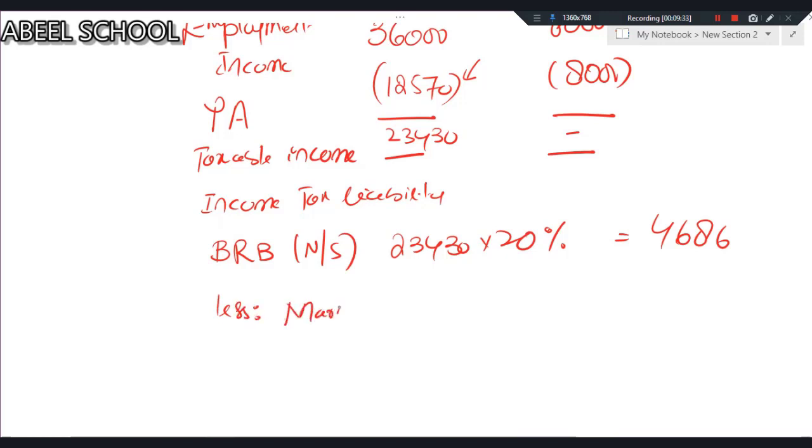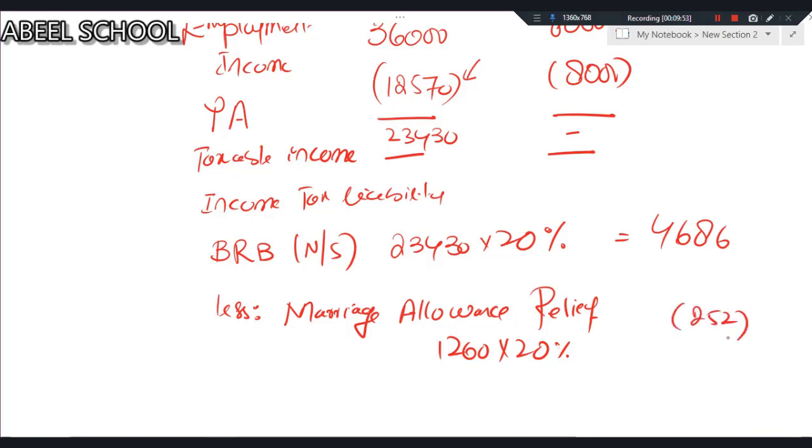Marriage allowance relief. You have to take 1260 into 20%. That is fixed, okay? Actually, marriage allowance relief reduces your income tax liability and it is fixed at 252. If you multiply 20% with 1260, you will get 252.